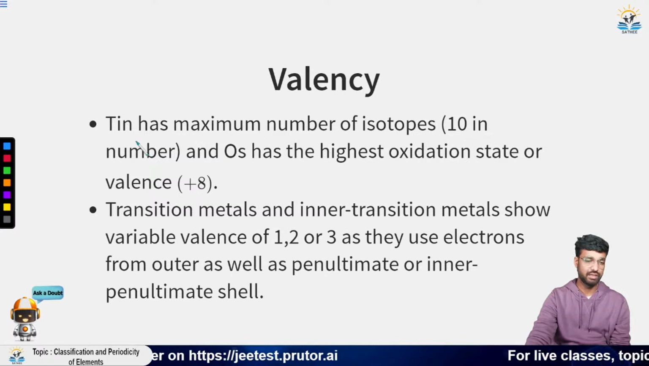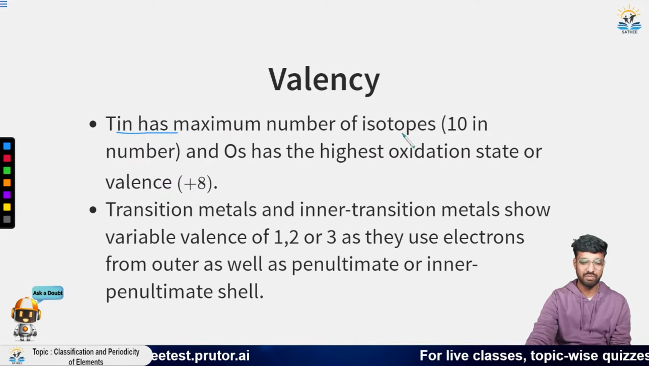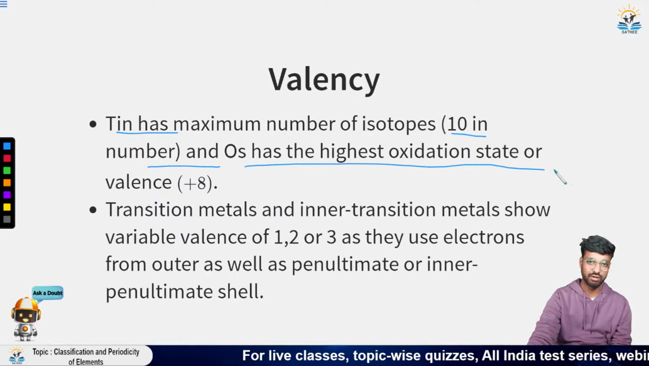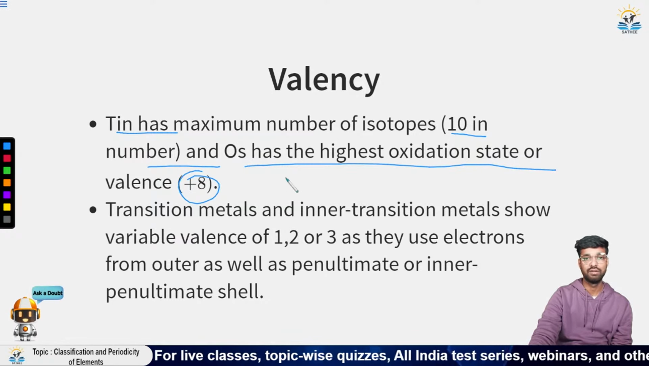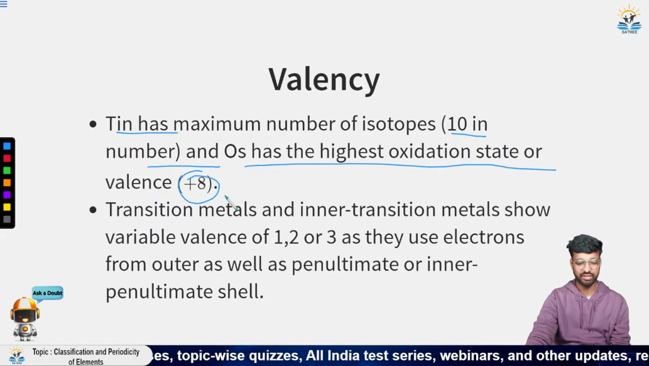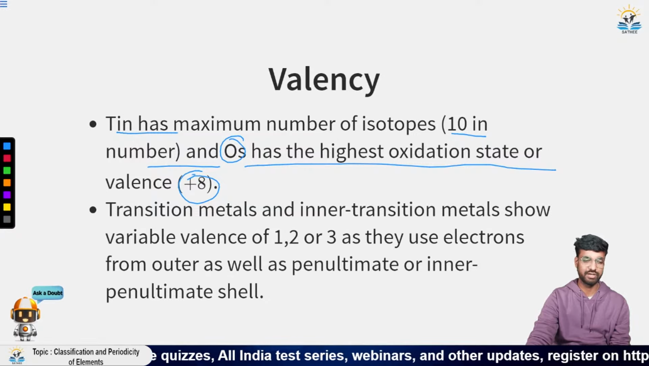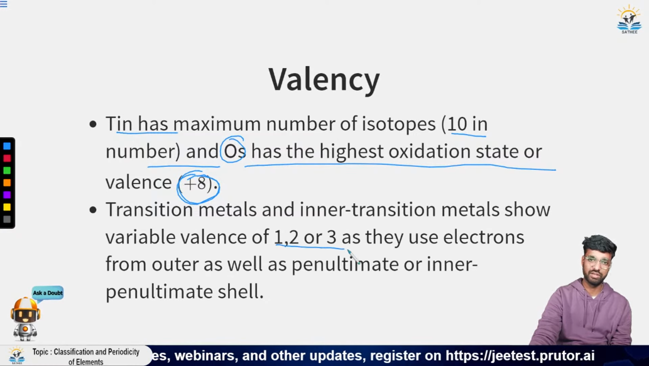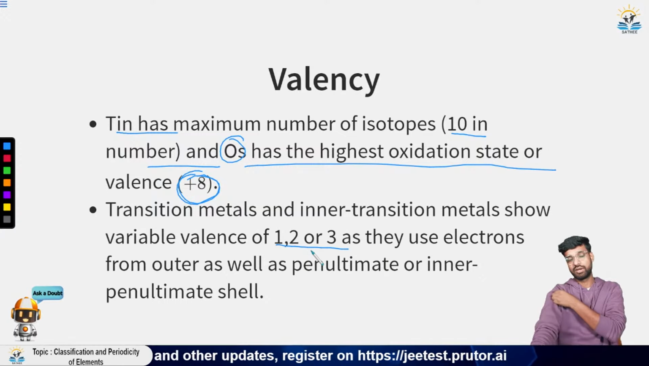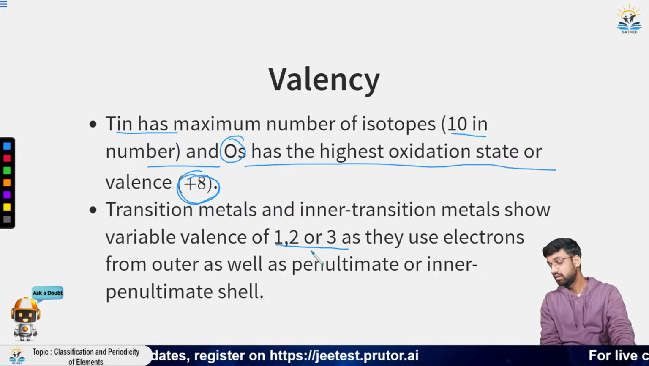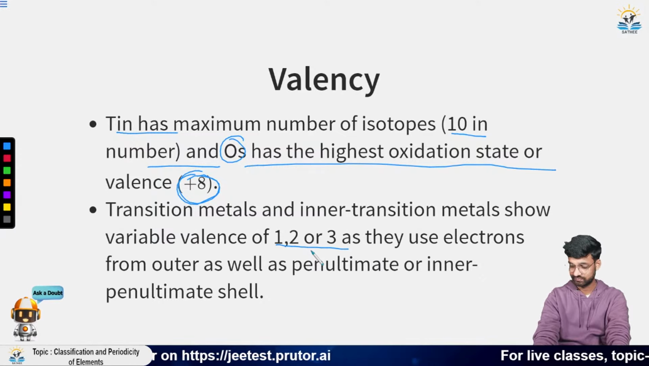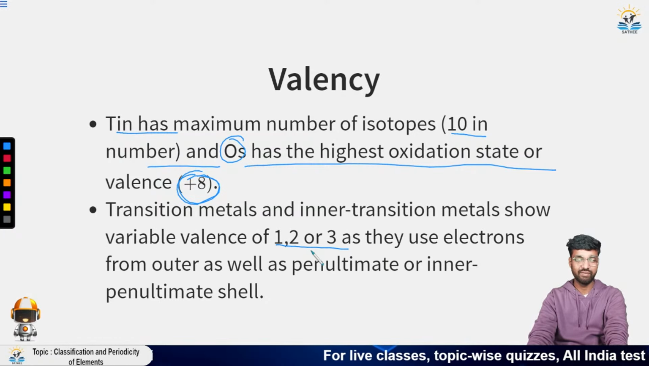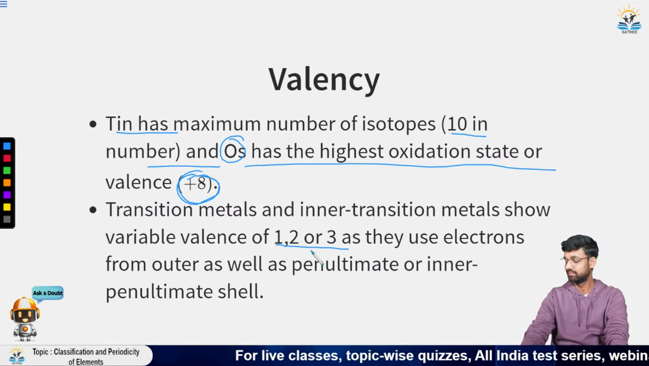Now, let us see some exceptions. Tin has the maximum number of isotopes, 10 in number. Osmium has the highest oxidation state, that is +8. Okay, so keep this in mind. Now, transition metals show variable oxidation states. We will see why the d block elements, and the f block elements, show variable oxidation states. It is so because of the involvement of d orbitals.